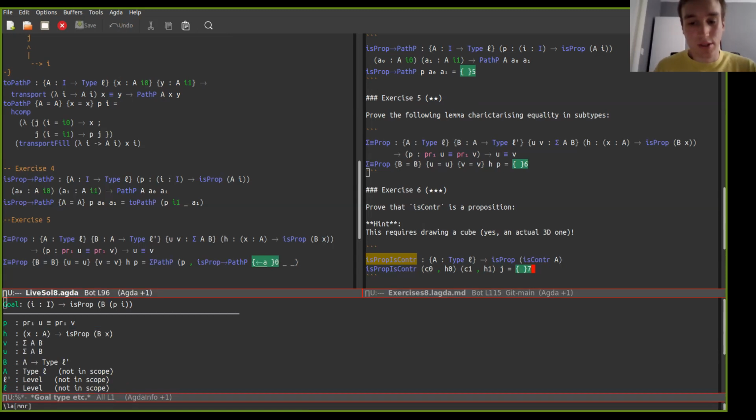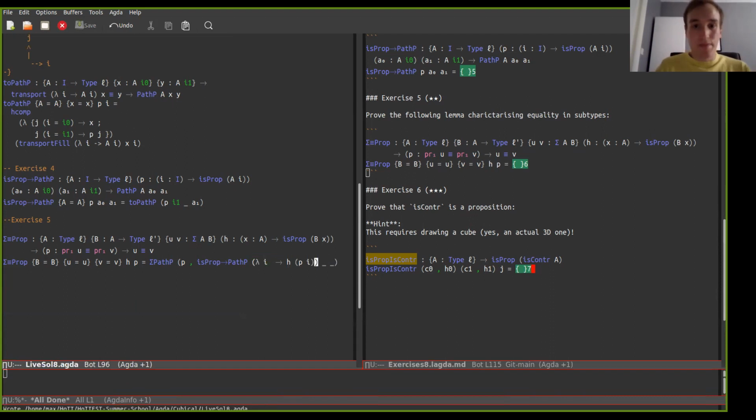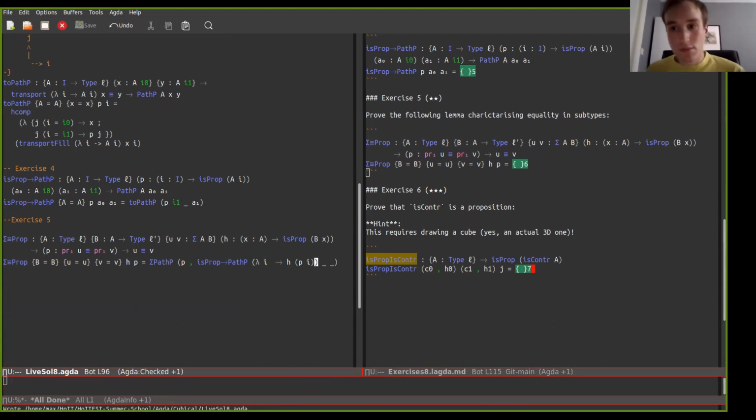So this will be lambda I, and then the B of P of I is a proposition. So this will be H of P of I. Oh, okay. All right. We're looking on time. Right. Are there any questions about this one? Okay, let's do the last one.